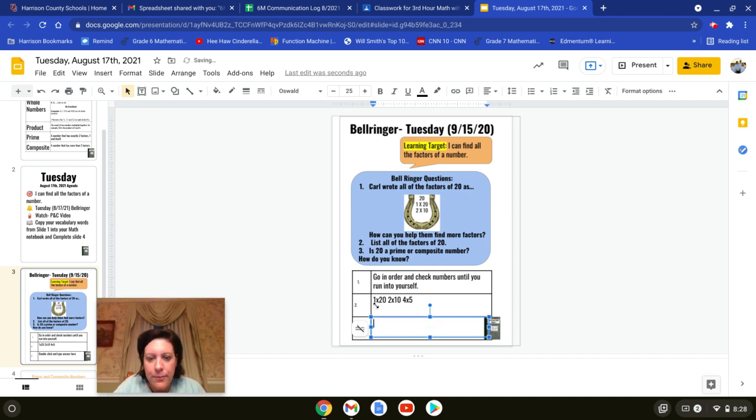Now look, how many factors does 20 have? Well, let's count them. 1, 2, 3, 4, 5, 6. 20 has 6 factors, so it is composite. Remember, if it only has 2, it's prime, and if it has more than 2, it's composite. So 6 is more than 2, so it's composite.